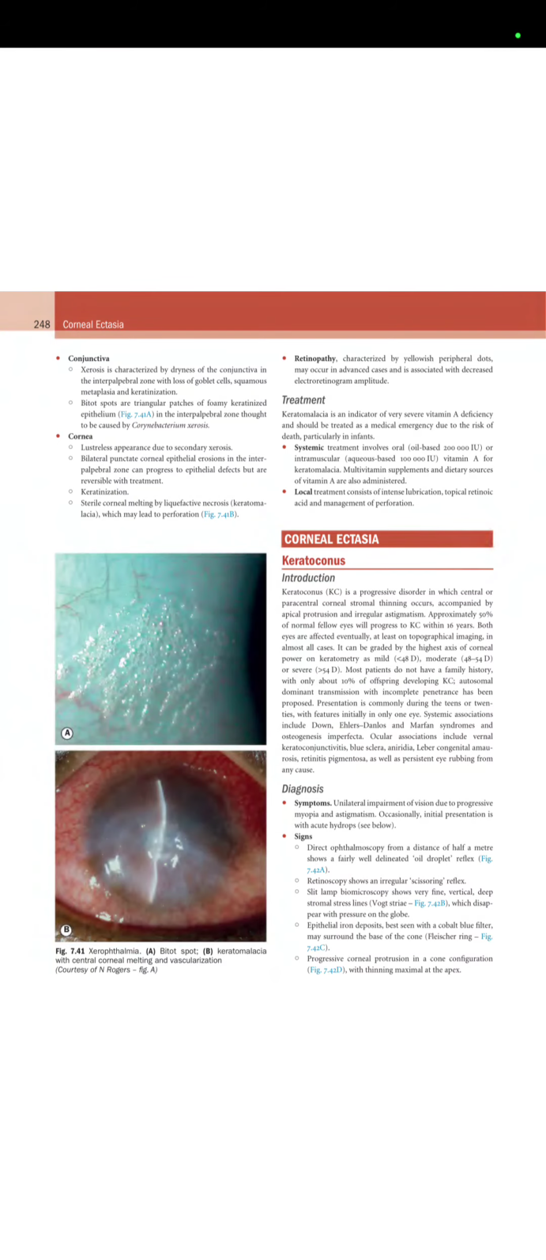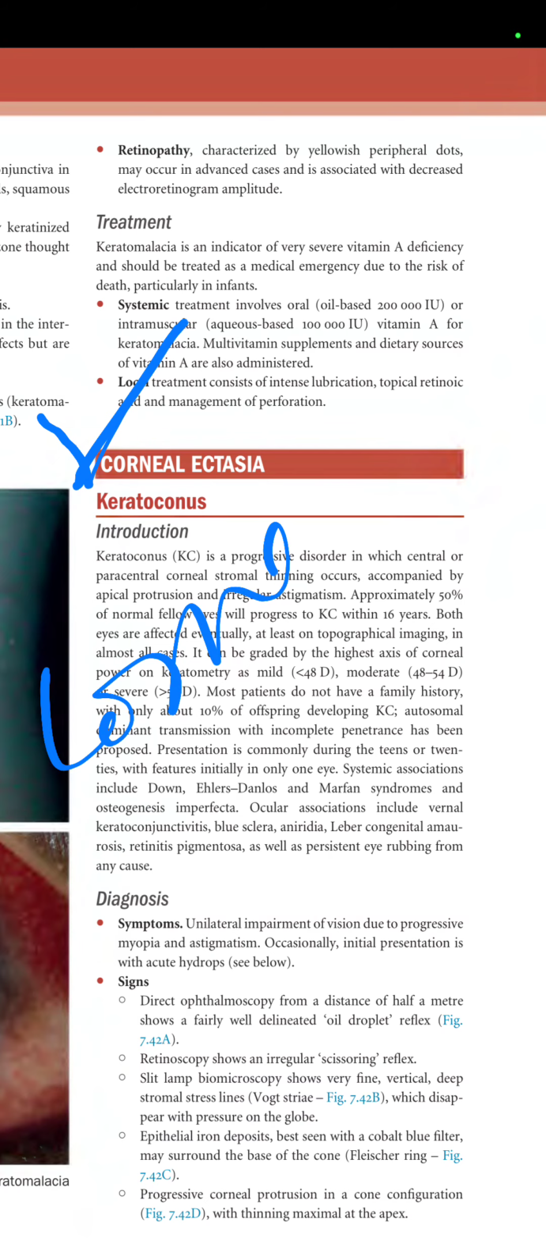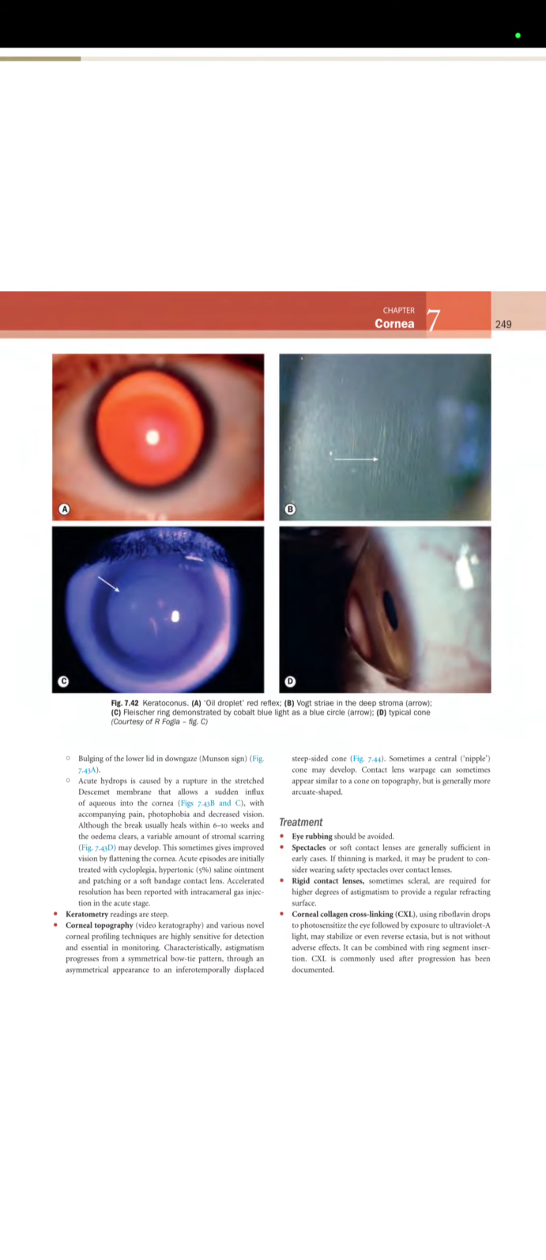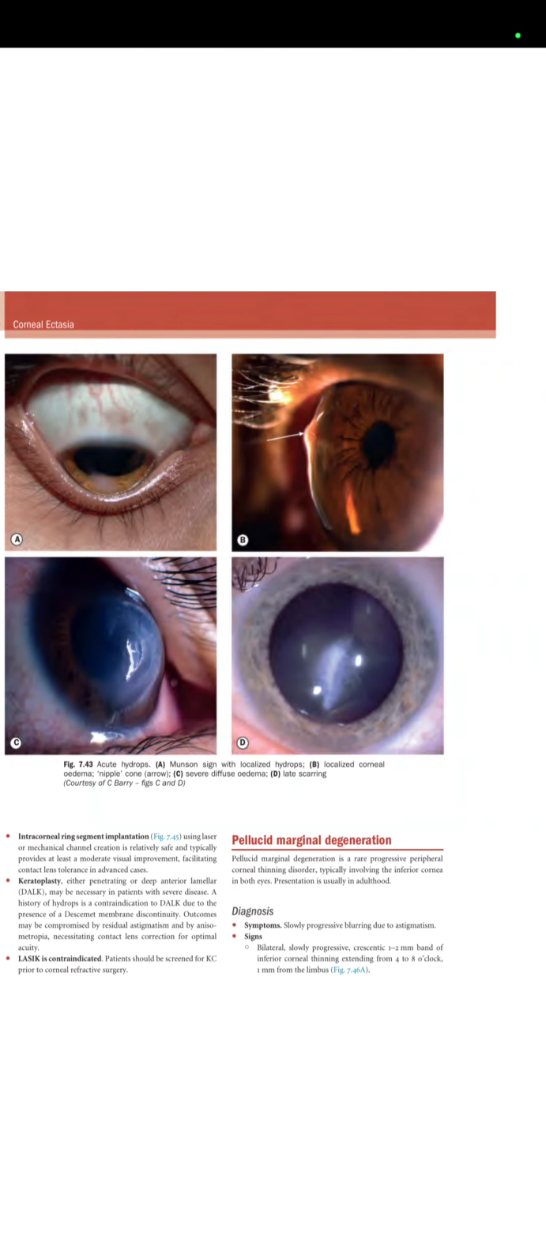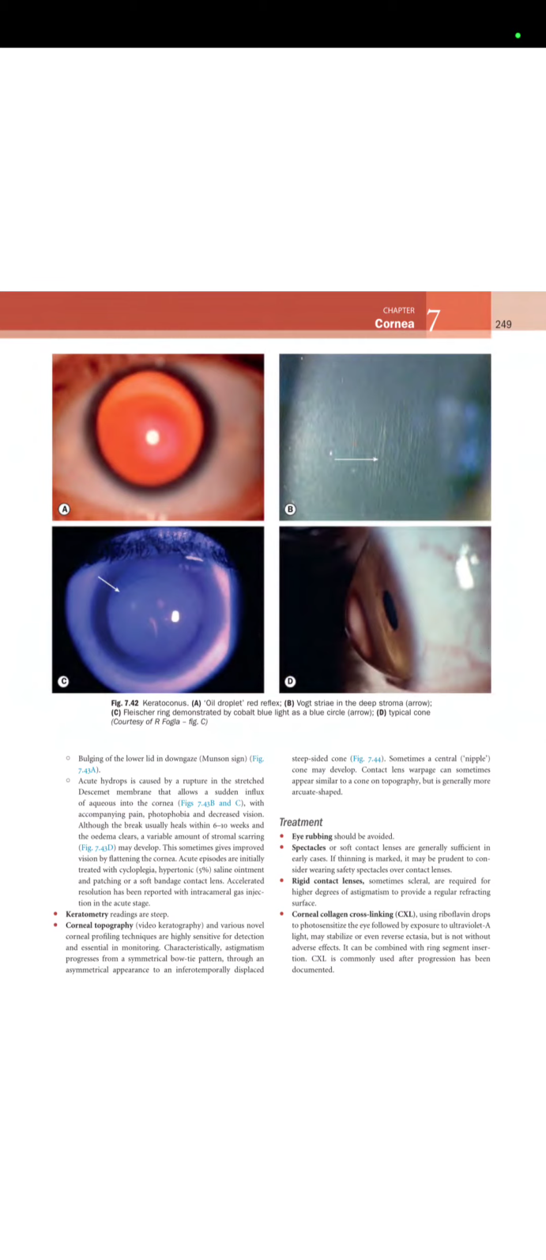Hello, so welcome to the Kanski lecture series, Cornea part 16, and in this part we are going to discuss the corneal ectasias. We are going to discuss keratoconus, pellucid marginal degeneration, and keratoglobus.